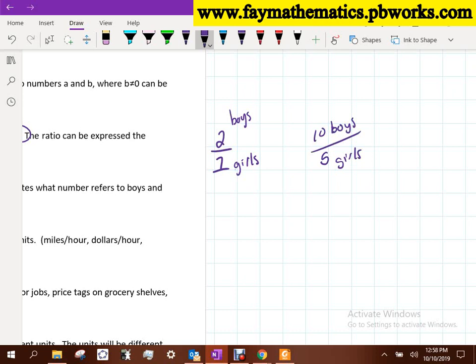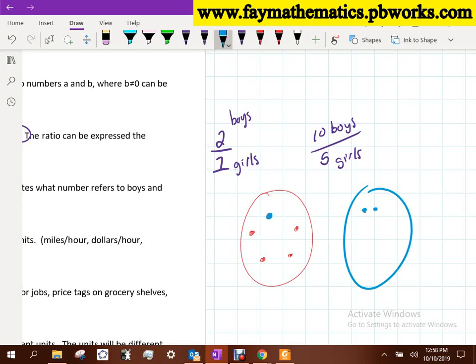So the idea is, if it's a 2 to 1 and I have 5 girls, so let's say there's 1 girl, 2 girls, 3 girls, 4 girls, 5 girls. Those are my 5 girls. Then this 2 to 1 ratio says for every one of these, you get 2 boys in that group. So for that girl, there are 2 boys in this group. For that girl, there's 2 boys. For that one, there's 2 boys. And for that one again, we've got 2 boys.